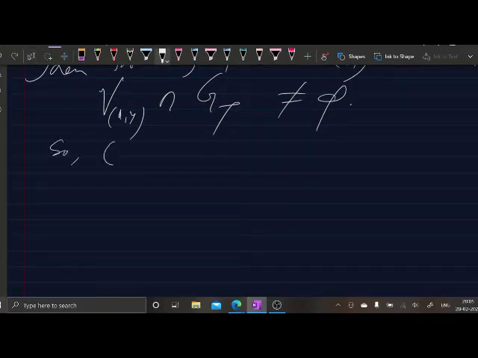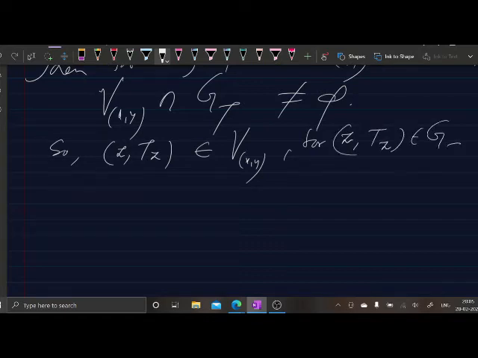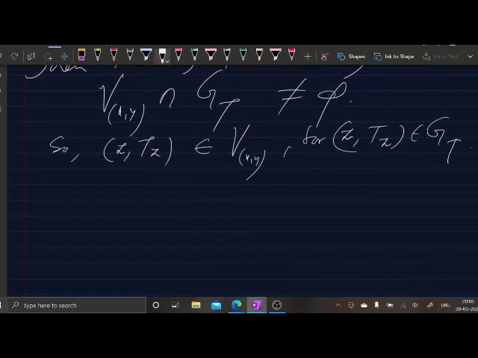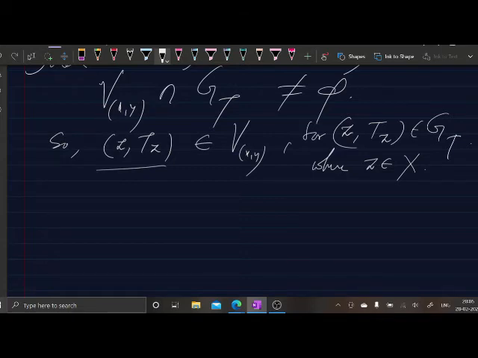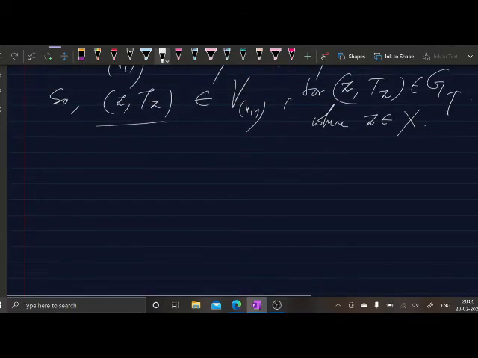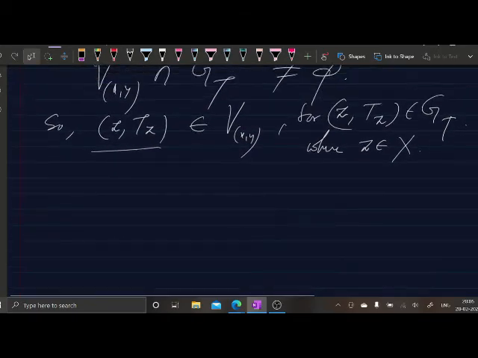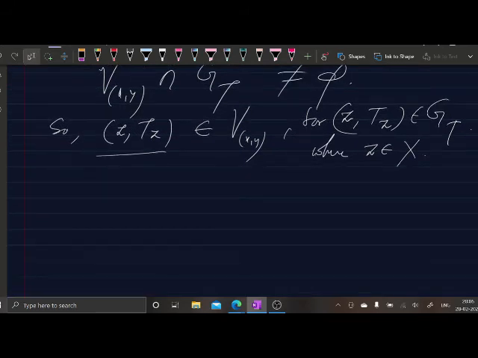সো তার মানে এটা z, tz belongs to v x y for z, tz belongs to graph of t, where this z belongs to x. তাই তো এটা আমরা লিখতে পারি যে একটা এরকম এলিমেন্ট আছে যেটা vxy তে আছে। ঠিক আছে তার মানে তাহলে আমরা y তে দুটো এলিমেন্ট পেলাম, so in y you have two elements, one is small y and tz, right?